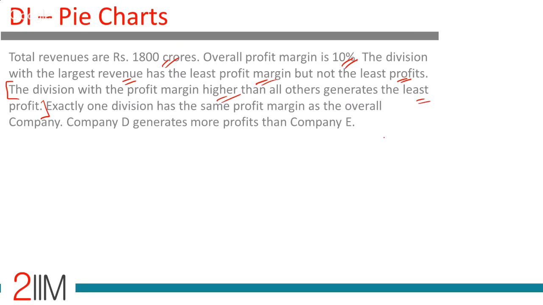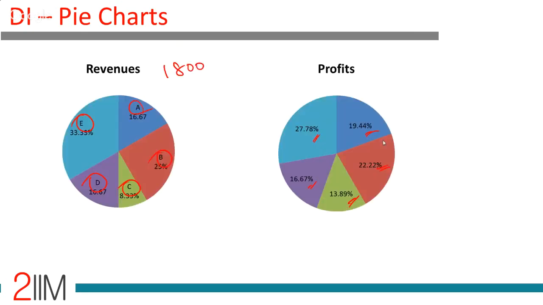Overall profit margin is 10%. What does that tell us? The total here is 180. That much we know. What are we going to do? First step, we're going to find all these numbers. Let's deal with the numbers. Let's see the revenue numbers and the profit numbers, and then we'll build from there.